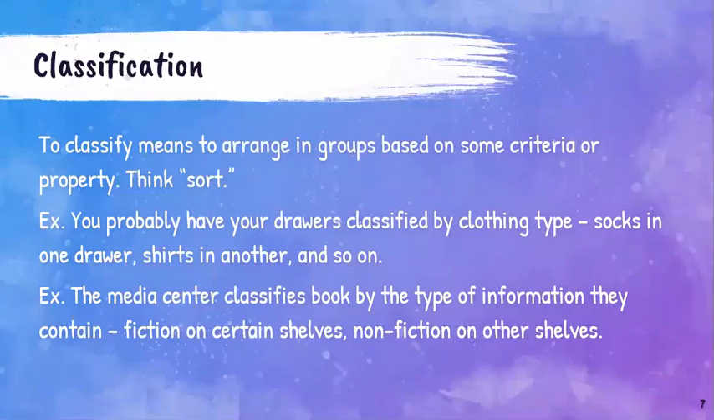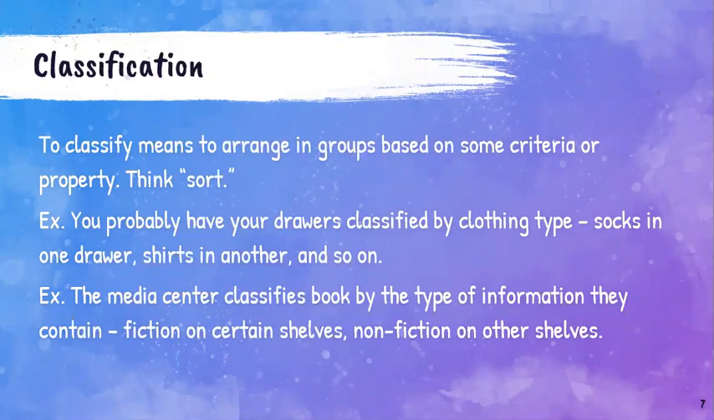Okay, so we're going to talk about classifying shapes based on their attributes. So just briefly, what does it mean to classify? To classify means to arrange things in groups based on some criteria or property. And you can think of that as sorting things. Some examples in your real life, hopefully if you are organized, your drawers in your bedroom are classified by your clothing type, right? You sort your socks into one drawer and your shirts in another drawer. That is classifying by that clothing type.